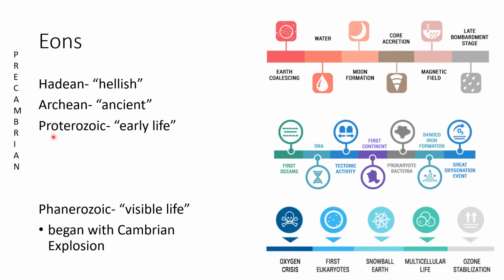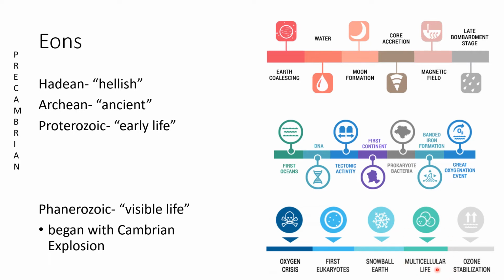The next eon is called the Proterozoic. Proterozoic means early life. Here's what was going on then. There was this oxygen crisis as these prokaryotic bacteria were making oxygen as a byproduct of their photosynthesis, but it happened to be toxic to them, so a lot of them died. And then eukaryotes, which is what we are, meaning that we have a nucleus in our cells, started to form. Earth went through a snowball stage where everything got really cold.